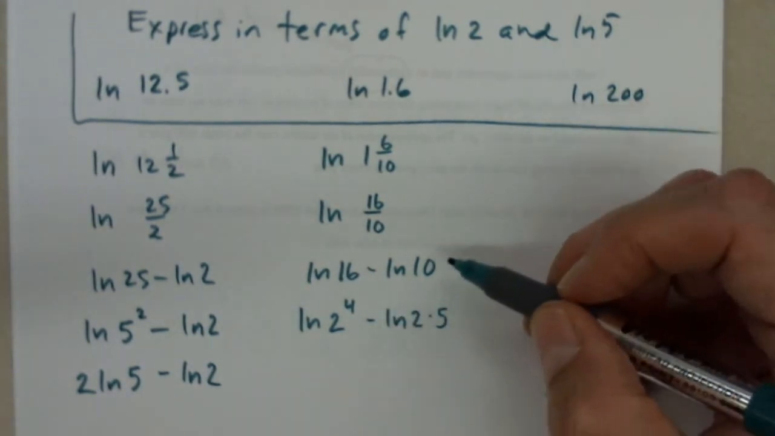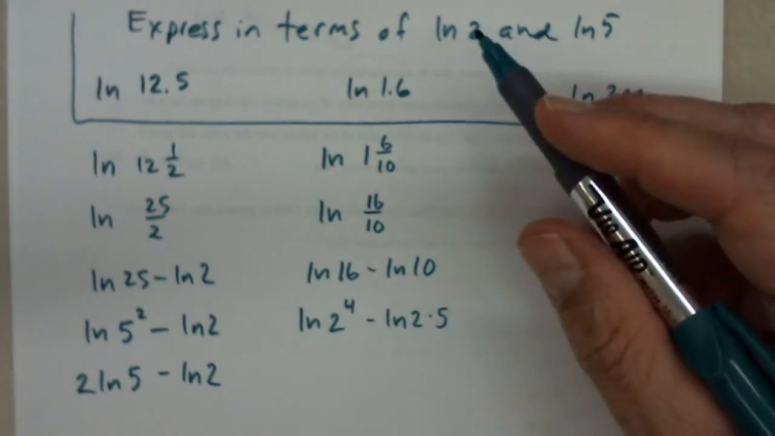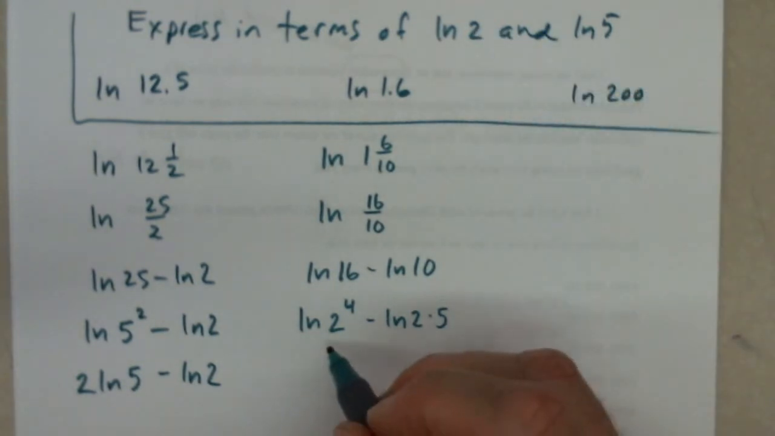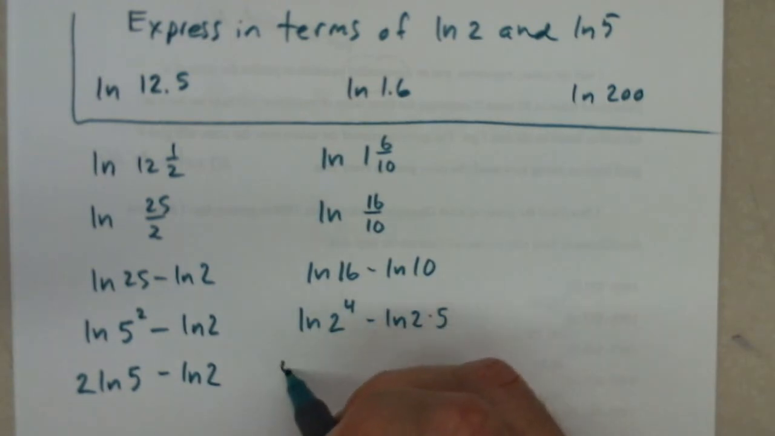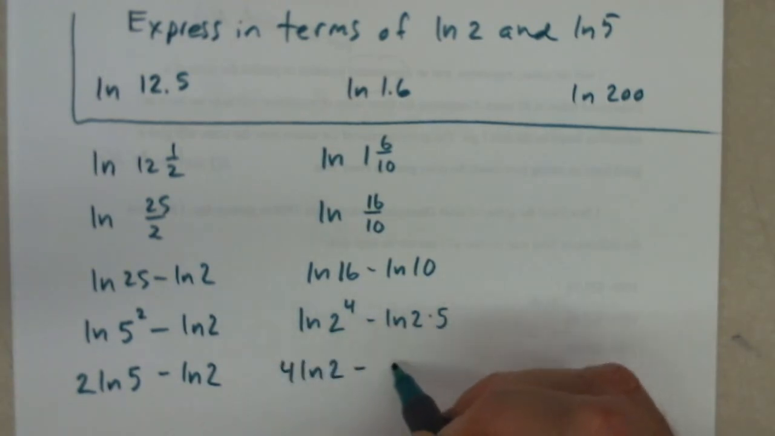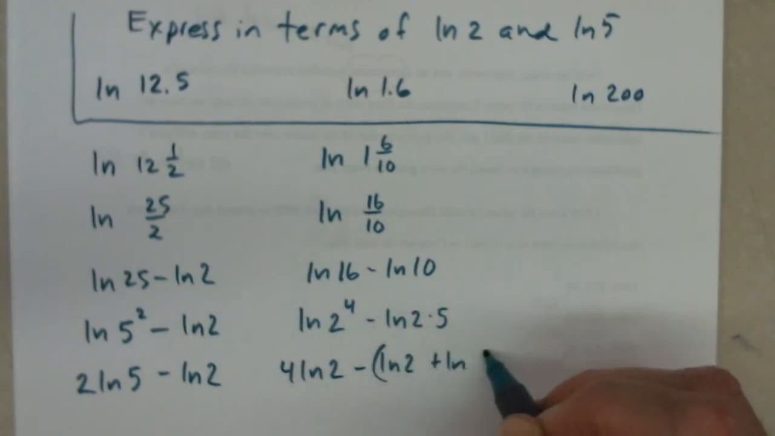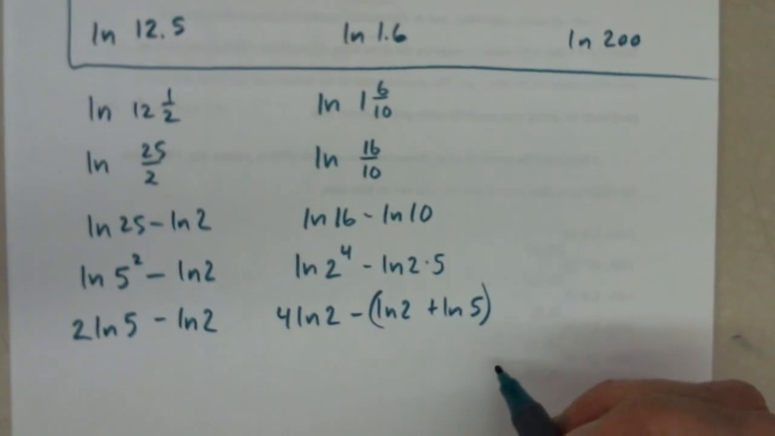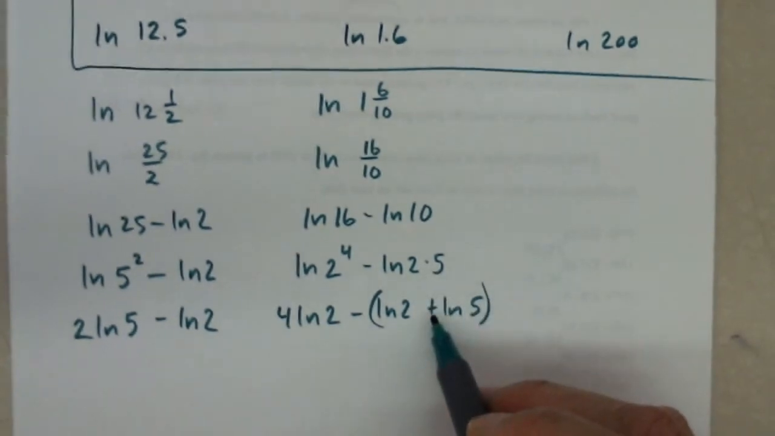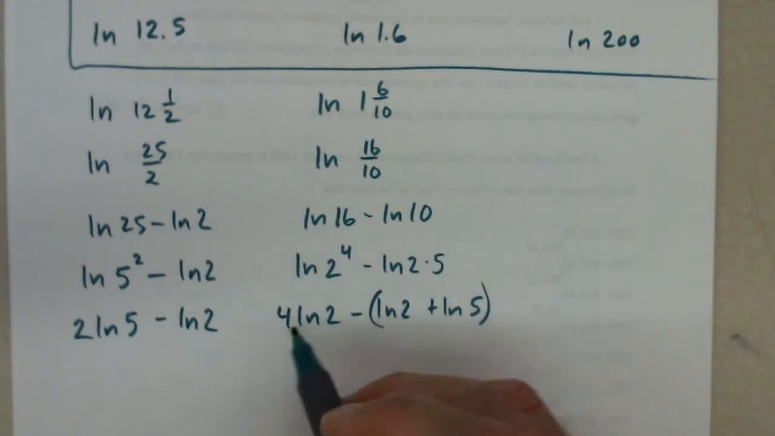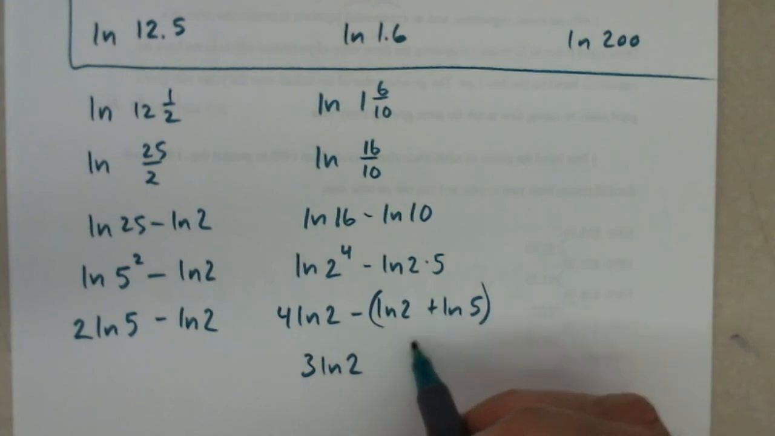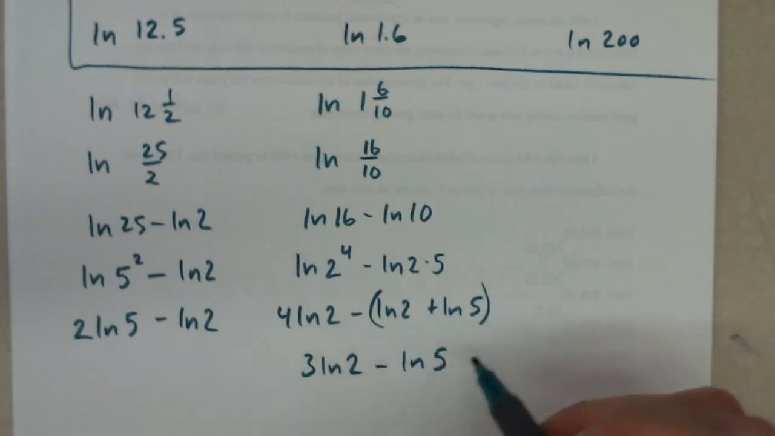So when we see the 10, we're trying to get to a 5 and a 2, and we have a 2, 2, and a 5. We can break these up. 4 ln 2 minus ln 2 plus ln 5. The product turns into a sum, and now we can go 4 of these minus 1 of these, 4 minus 1, and then minus natural log of 5.